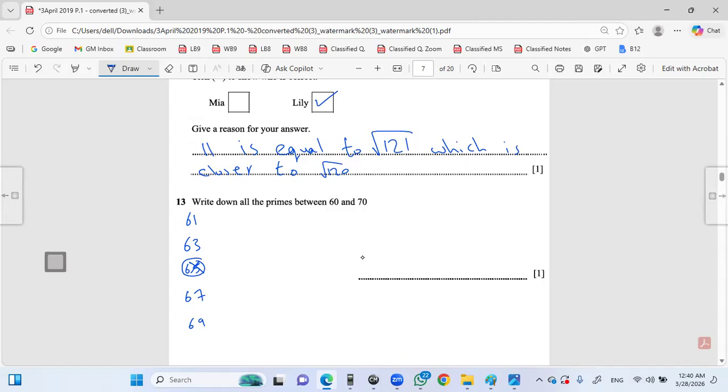6 plus 1 is 7, not a multiple of 3, so it's prime. 6 plus 3 is 9, divisible by 3, so I'm not going to take it. 6 plus 7 is 13, and 13 is not a multiple of 3. So 67. 6 plus 9 is 15, and 15 is a multiple of 3, so it is divisible by 3 and I cannot take it. So the only two numbers that are prime between 60 and 70 are 61 and 67 only.